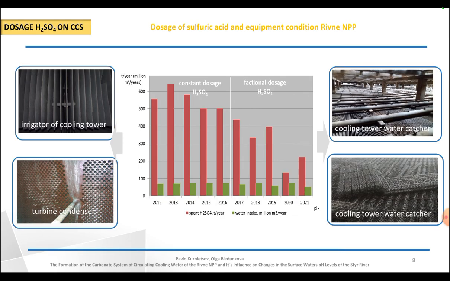Since 2017, sulfuric acid has been used for the treatment of CCS, including at phi less than 3. According to visual control, deterioration of the condition of the equipment was not recorded.